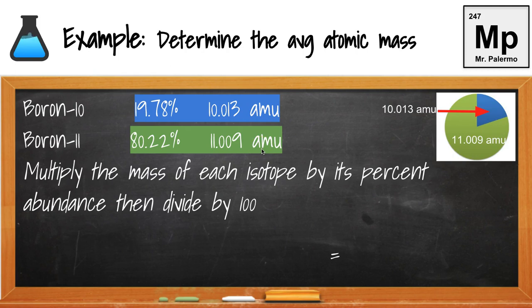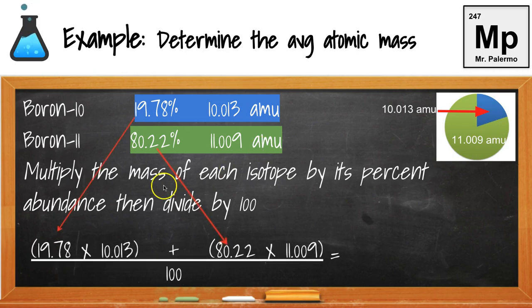So how do we get the weighted average? We're going to multiply the mass of each isotope by the percent abundance and then divide by 100. So we take this percent times the mass, as we did here, plus the next percent times the mass, as we did here, divide the whole thing by 100 to get these out of percent, and I get a weighted average of 10.82 AMU.